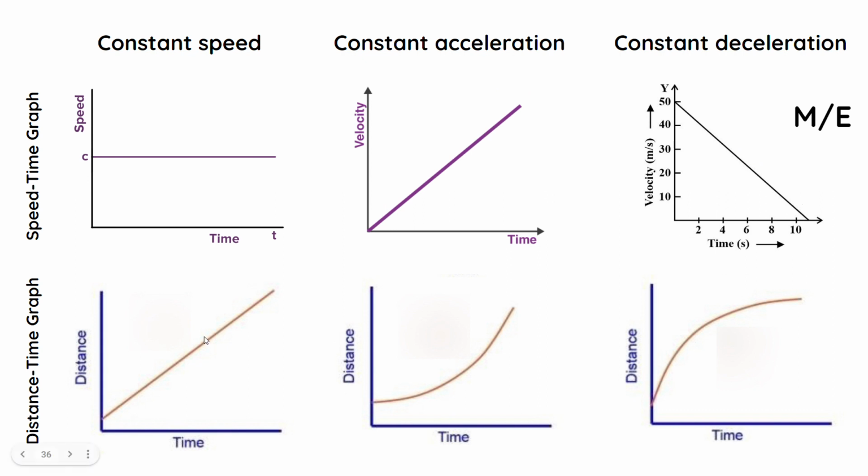In a distance time graph, constant speed is a horizontal, straight line. Constant acceleration is a curved line, and constant deceleration is a curved line the other way. And remember that a horizontal line means stationary in a distance time graph, not moving at all.